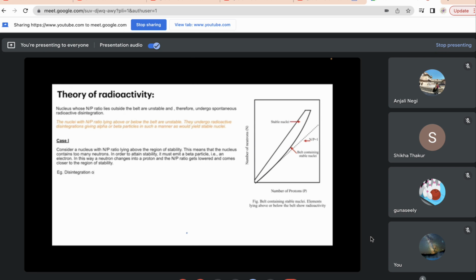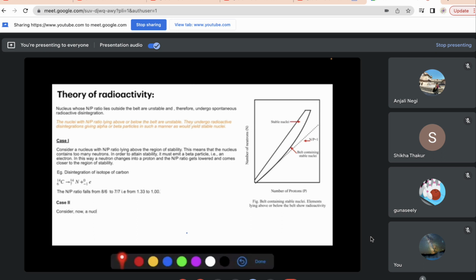For example, this is the disintegration of an isotope of carbon. This is just an example of case one, where carbon-14 (14C6) disintegrates by beta emission and gets converted into nitrogen with mass number 14, so 14 and 7. So the N upon P ratio falls from 8/6 to 7/7, and it gets closer to the stability belt, where the ratio goes from 1.33 to 1.